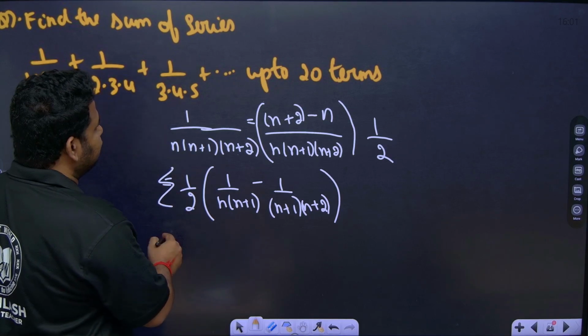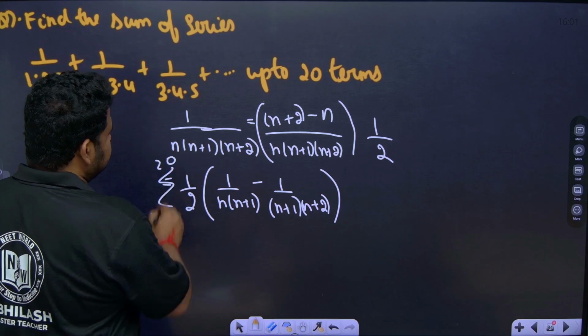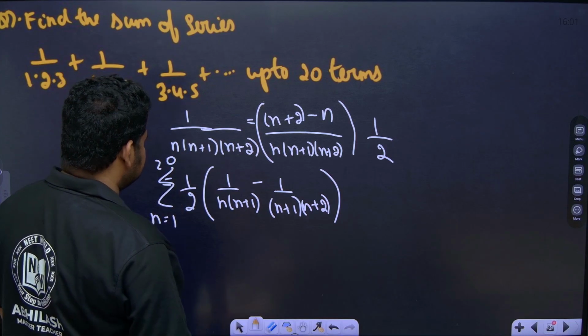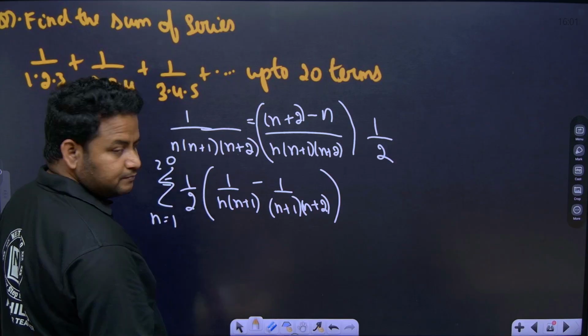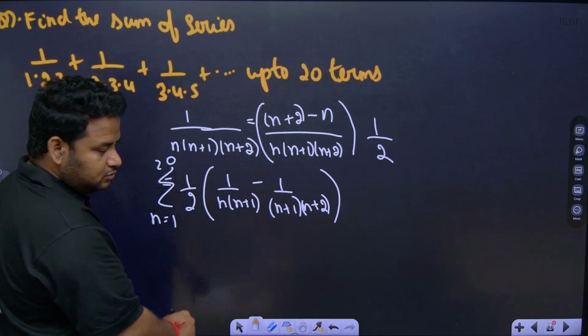Okay, this will become summation, I will put for this. N is running from 1 to 20. So 1 I should put where? 20 where I should put? 1 I should put here, and 20 I should put there. Correct, no? So this will become what?